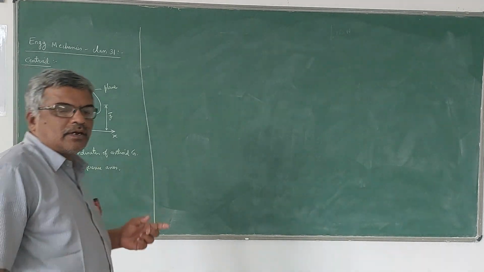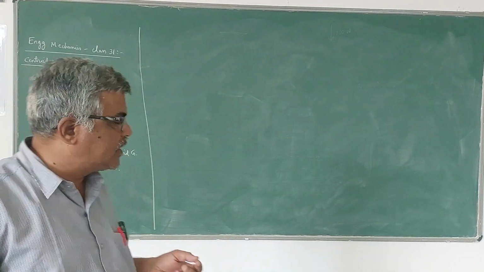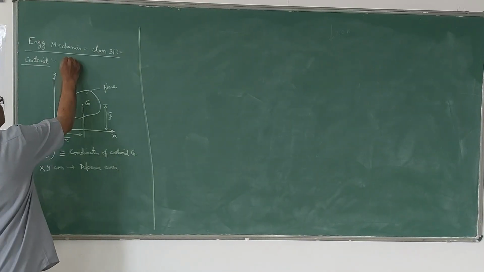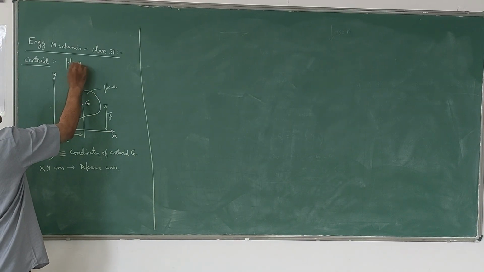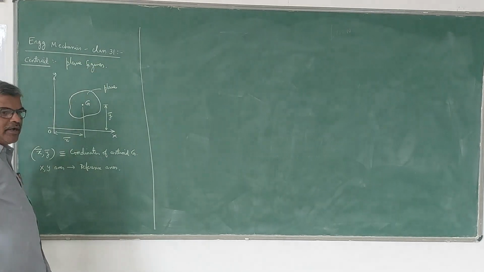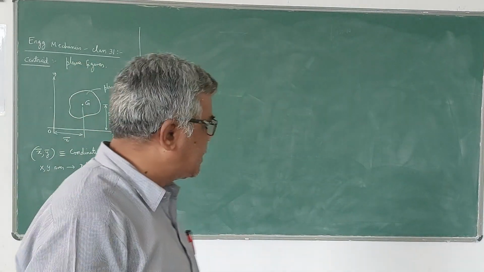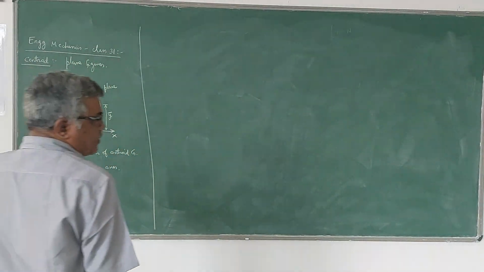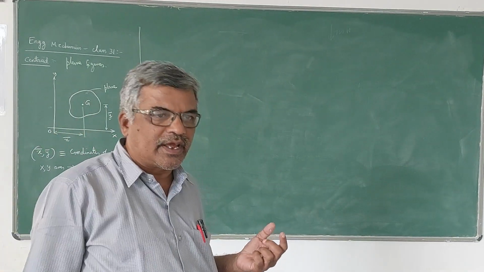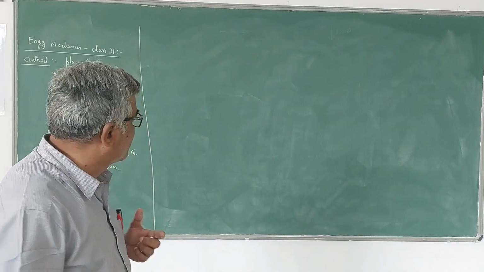So in this class, I will explain the concept of centroid. Centroid refers to plane figures which have some area. It is the point where the area of a plane figure is assumed to be concentrated. It is similar to center of gravity, where the center of gravity is a point where the weight of an object is assumed to be acting.